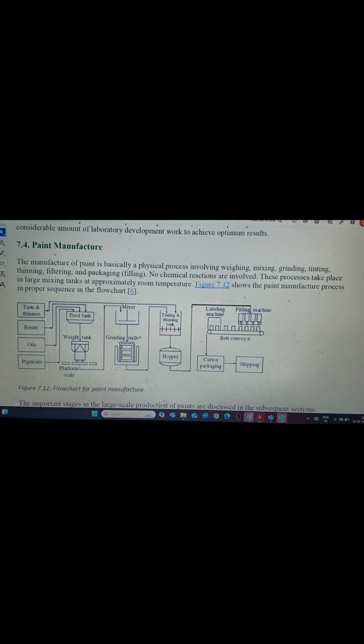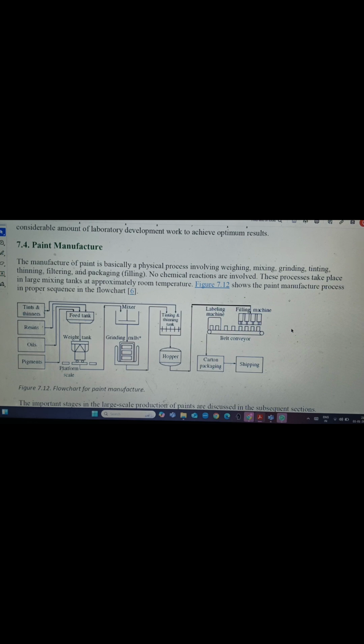Now we discuss the paint manufacturing process. This is the flow sheet of paint manufacturing. The manufacture of paint is basically a physical process involving weighing, mixing, grinding, tinting, tinning, filtering and packaging, meaning filling.